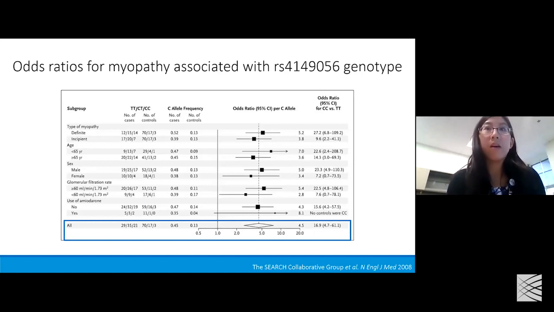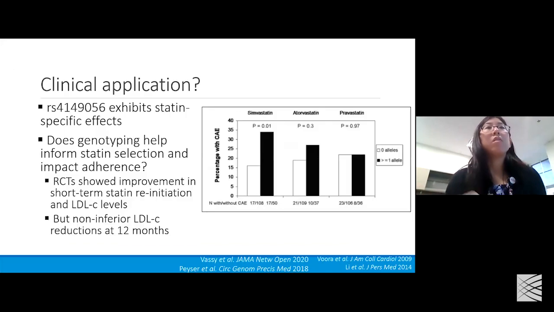And the odds ratio for this outcome was 4.5-fold increased risk per copy of the C allele. And it was relatively common, where 25% of the general population tend to be carriers of this allele.